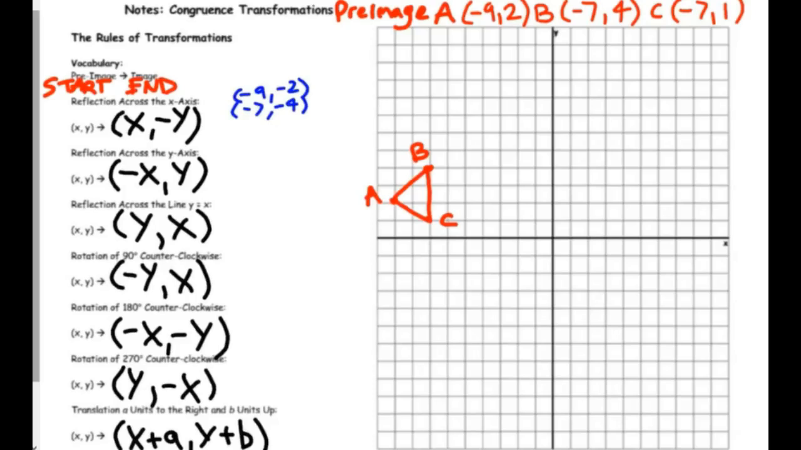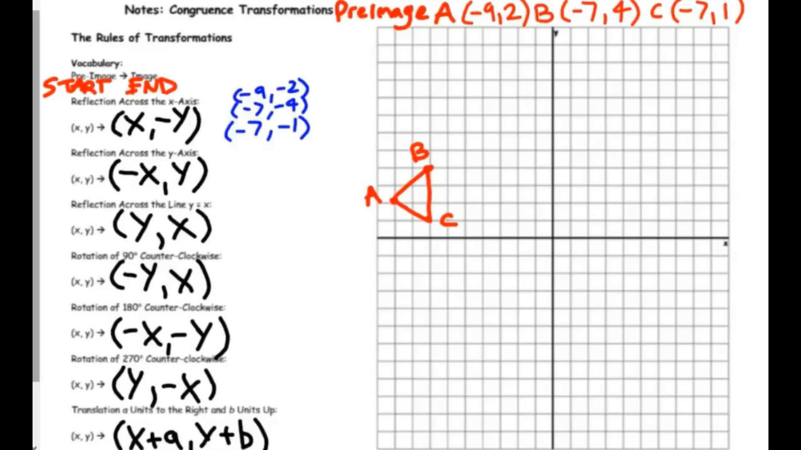The only thing you're changing is the y. See how the x doesn't have a negative in front of it? So your x stays the same, but your y changes. That's the only change. And then for negative 7, positive 1, the positive 1 becomes negative 1. Okay? So all your x's are the same, but your y's have all changed signs.